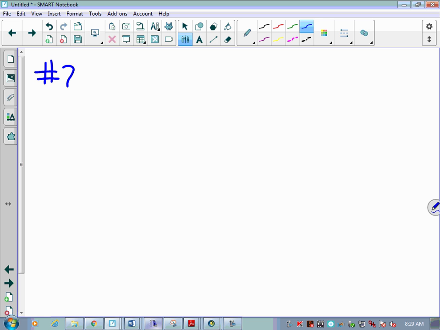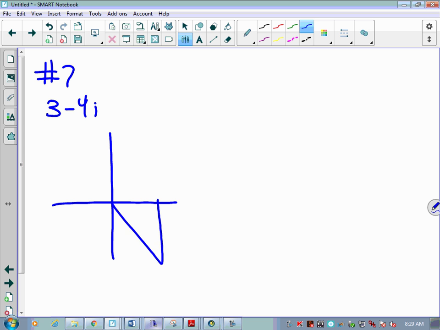Okay, all right, so 3 minus 4i. We want this in polar coordinates. So we're going to start off with this. We're going to go to the right 3, we're going to go down 4. Does that make sense? In polar coordinates, we need the hypotenuse and we need the angle. Those are the 2 ingredients I need, right?